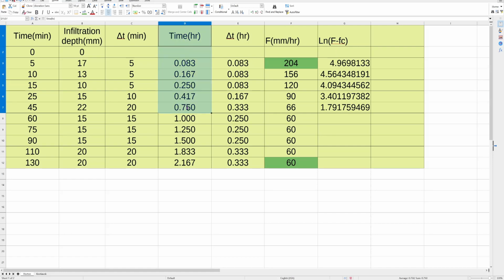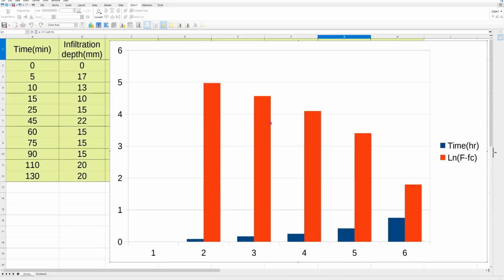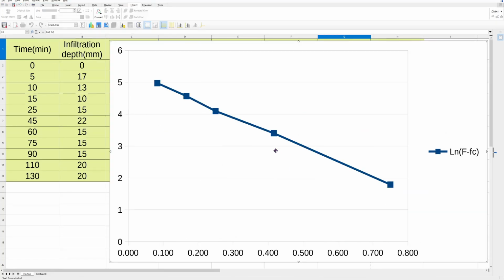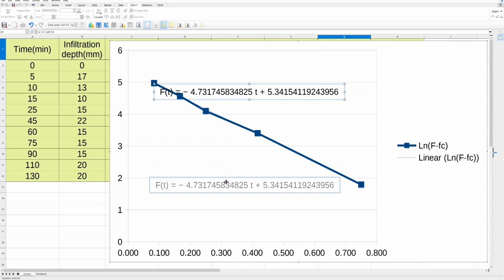So I'm selecting only these values. Now when I insert this, I should be getting a straight line. Let me see. Yes, I get a straight line. So also let me see the equation here. So insert the trend line, show the equation, and this equation is in the form of t. The variable is time t, and this is f of t. Okay, so fine. So here we have obtained the equation.